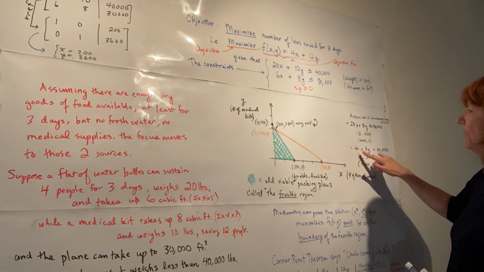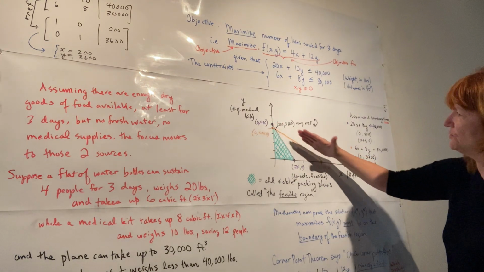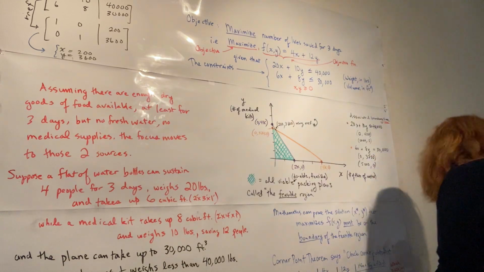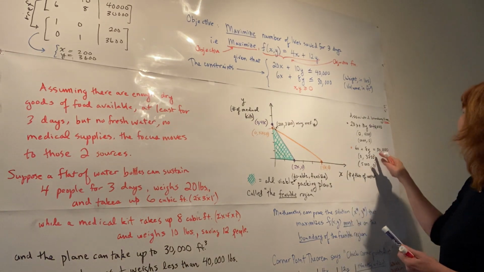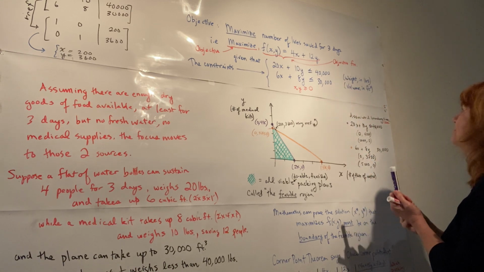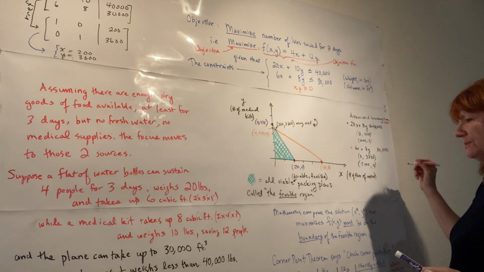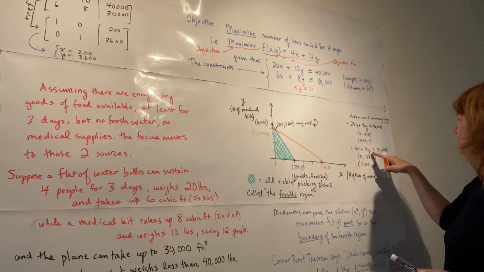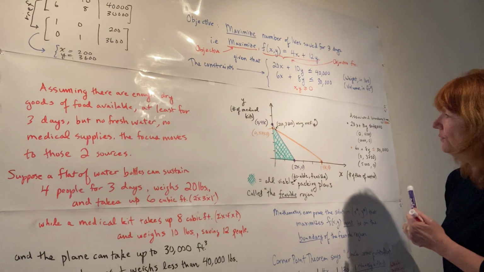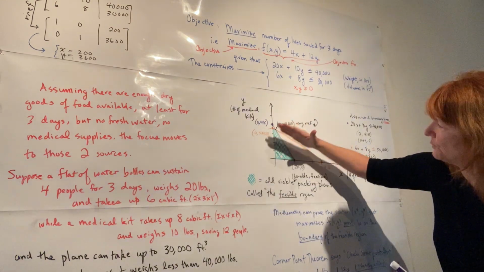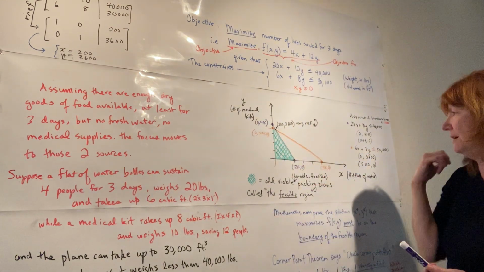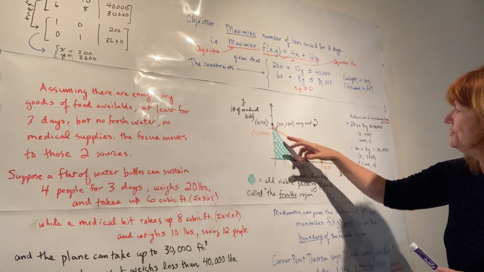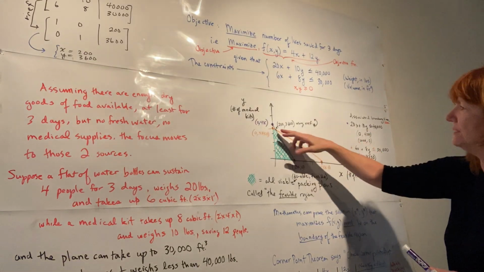Whereas the constraint on volume is symbolized by this orange line, that's its boundary, and since the constraint is that volume has to be less than or equal to 30,000 pounds, then we have that 6x plus 8y has to be less than or equal to 30,000. Well, that would be everything underneath that orange line. Okay? All right, so where do the orange and purple boundary lines cross?